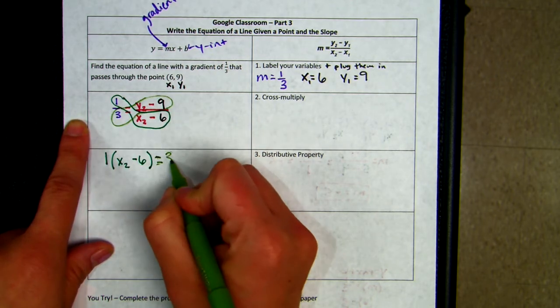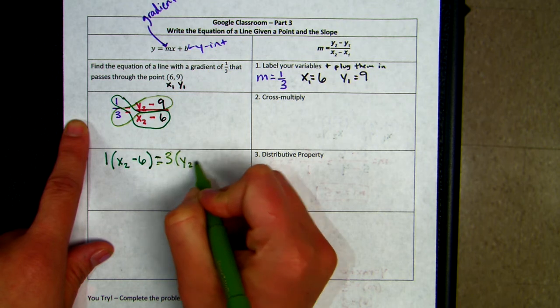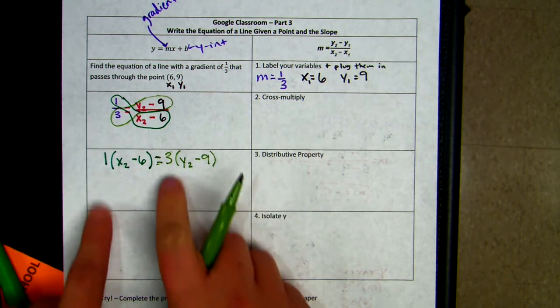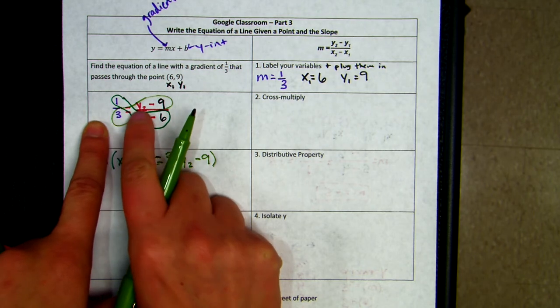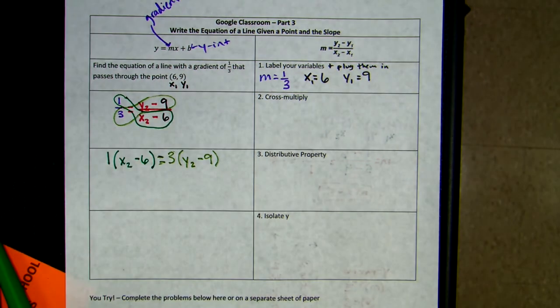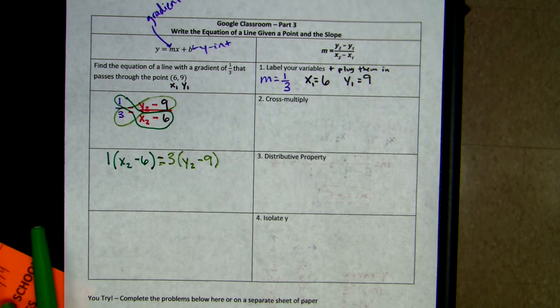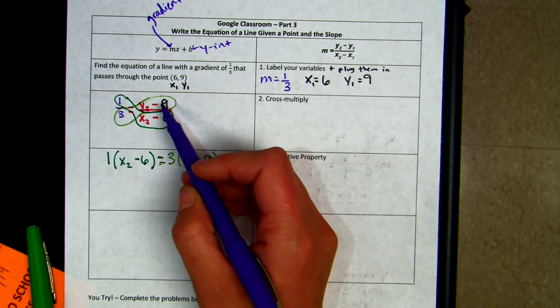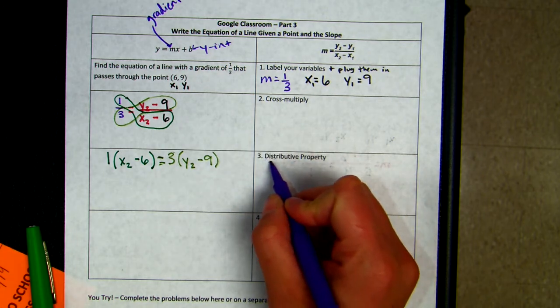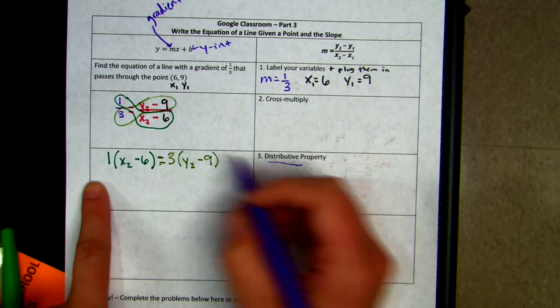So that's going to be 3y2 minus 9. Notice that I put these in parentheses because 3 is multiplying by both the y2 and by the negative 9. Because these numbers in our first fraction are multiplying by both the numbers in our second fraction, we have to use our distributive property. Okay?